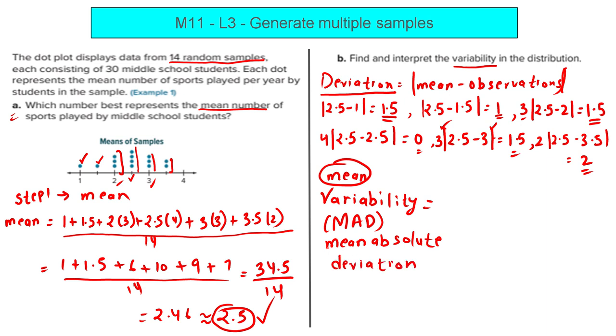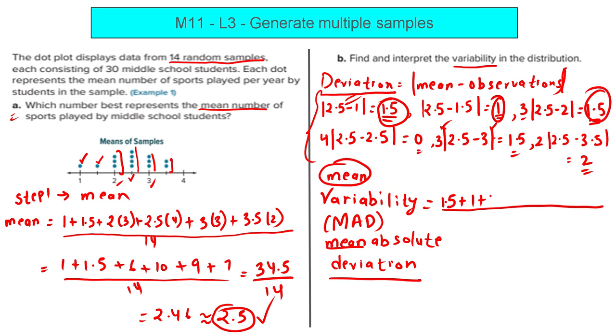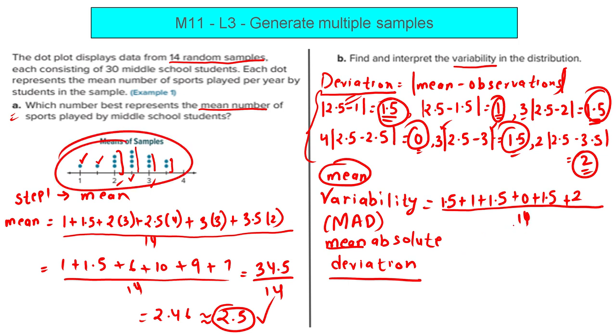What does it mean? That we are finding the mean of all the deviations. Where are the deviations? Here. Here are all the deviations, right? So we will find their mean now, and that is my variability. So what is the mean? First 1.5 here, plus 1 here, plus 1.5, plus here 0, plus 1.5, plus 2, and divided by 14 again, because see, there were 14 samples, right? Same 14.